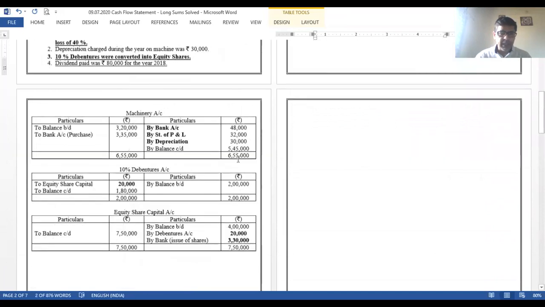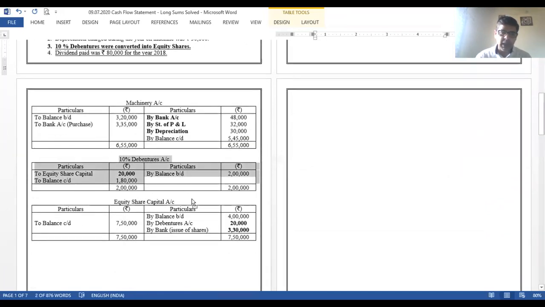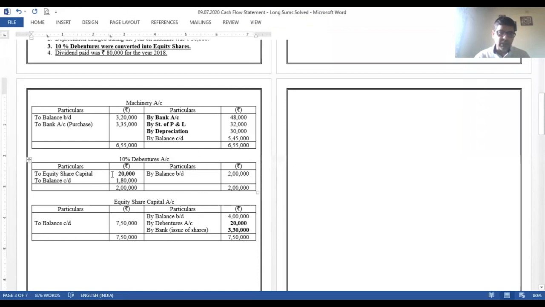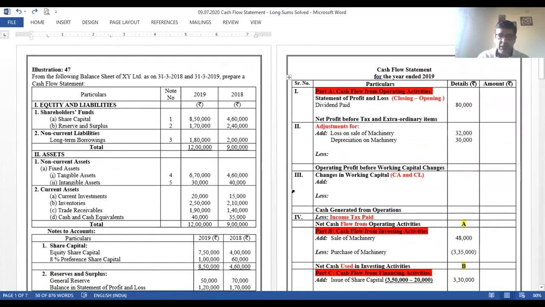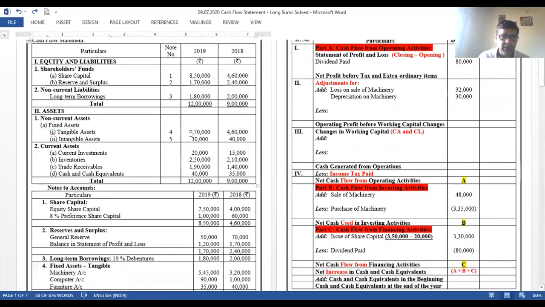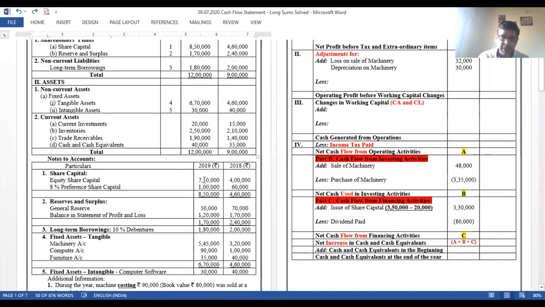The reason for telling you the ledger account was very clear, so that we are conceptually getting stronger, so that there is no second thought about the things. We continue. After the adjustment and the ledger accounts, it's a very simple process to continue with the balance sheet and the notes to accounts. First is share capital. Share capital, let us check that. Equity share capital we are done with.